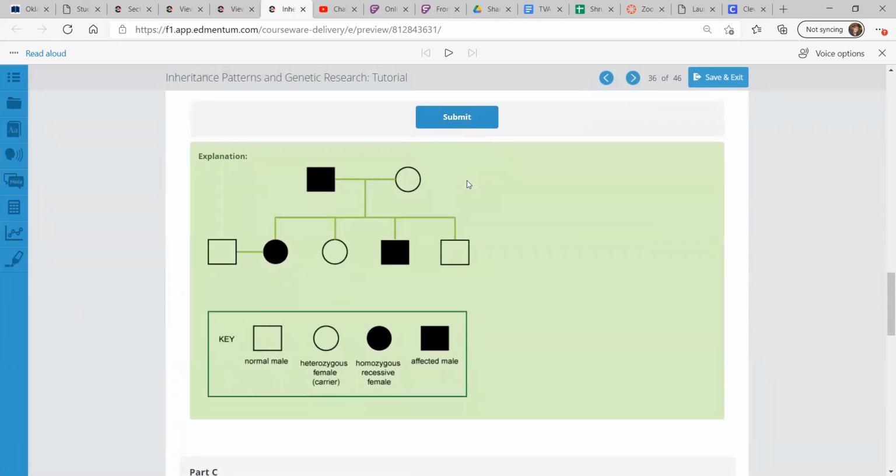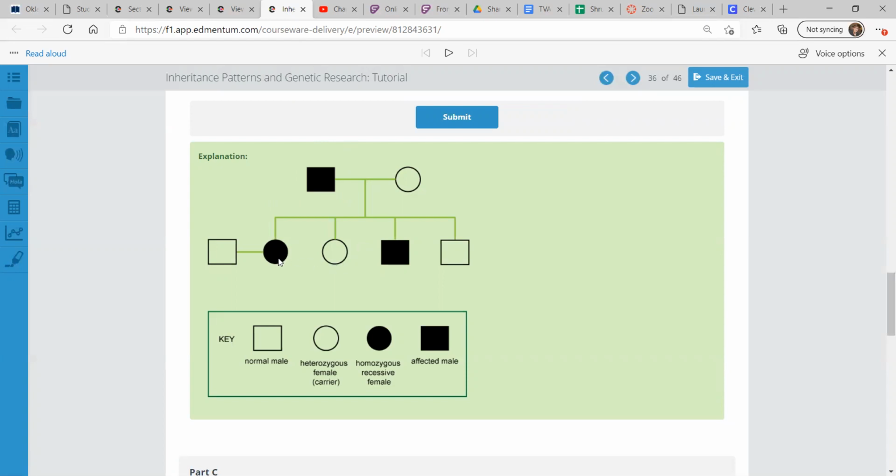And here's an example. We have an affected male and a carrier female. So heterozygous, she has the trait, but she is not demonstrating it. She does not have the disease. She's just a carrier. So someone carrying the recessive gene, and someone affected have kids.